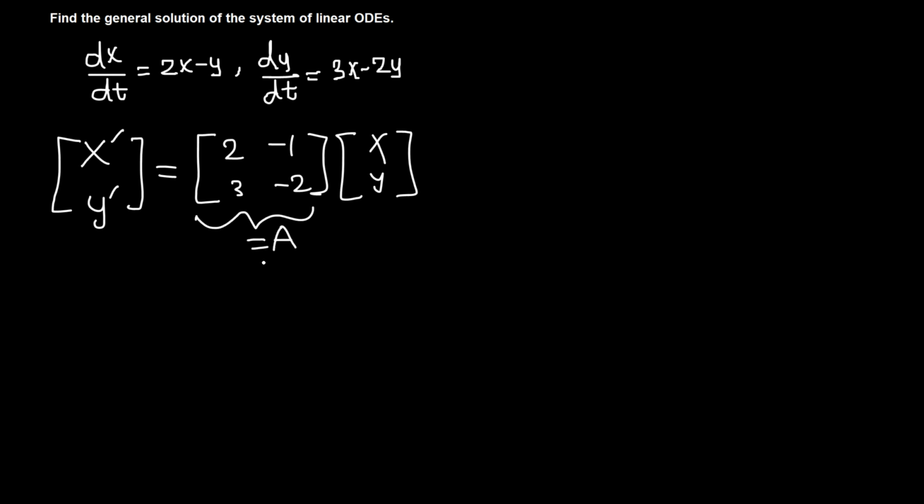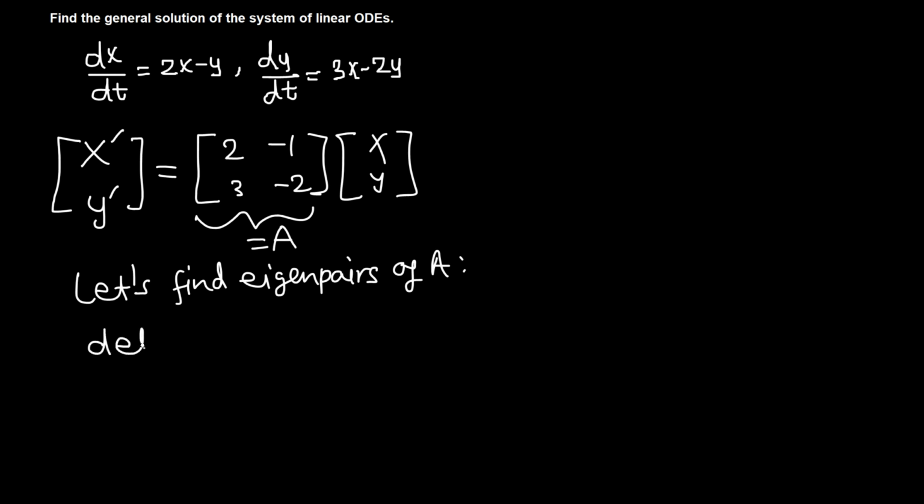Now to solve this system, let's say this is our matrix A. We need to find the eigenvalues and eigenvectors. Okay, so eigenpairs. That means eigenvalue and the corresponding eigenvector of A. For this we find the determinant of lambda times I, which is a 2 by 2 identity matrix. Okay, determinant of lambda I minus A equals 0.